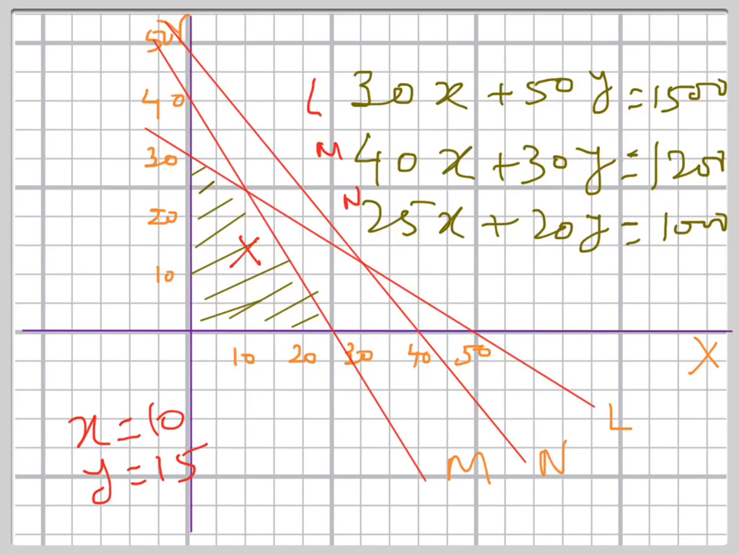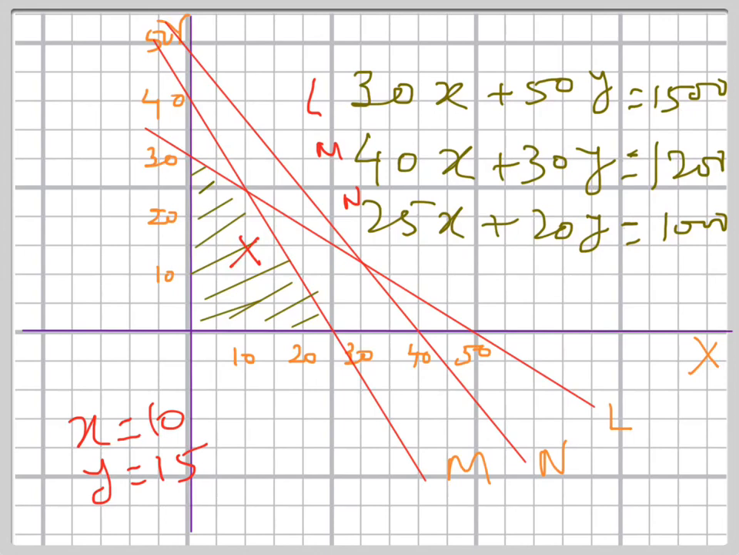Then 40 into 10 will be 400, plus 30 into 15 is 450, so total becomes 850, which is again less than 1200. And similarly 25 into 10 is 250, plus 300, so 550. So all these constraints are satisfied, so this is a feasible solution.